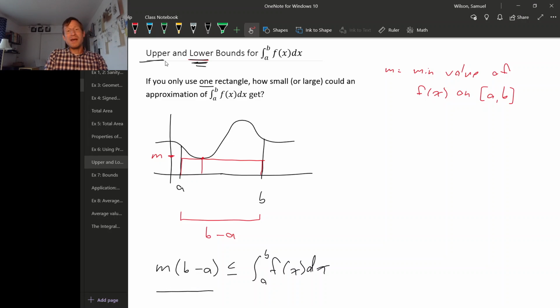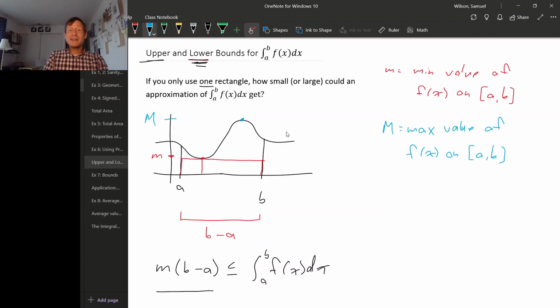Well, to get an upper bound, you can bet that if we chose the smallest height before, we should choose the largest height to get an upper bound. So let's look at the maximum value of the function. So that would be here. Let's call that capital M. So capital M is the maximum value of f of x on the interval from a to b.